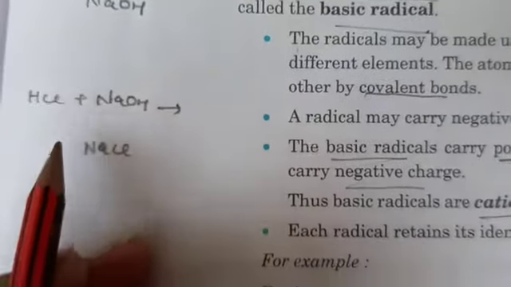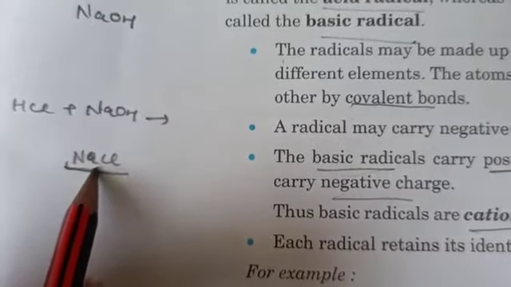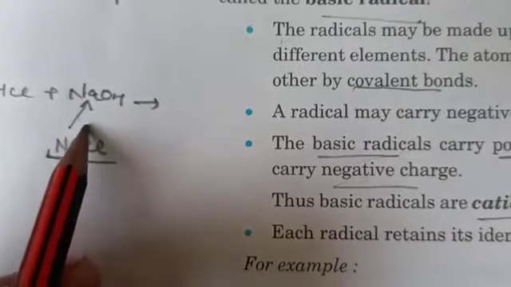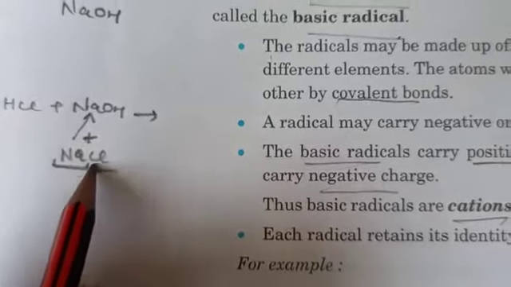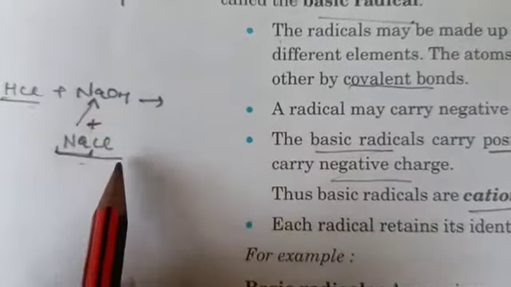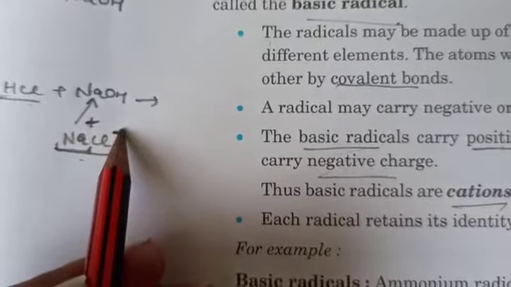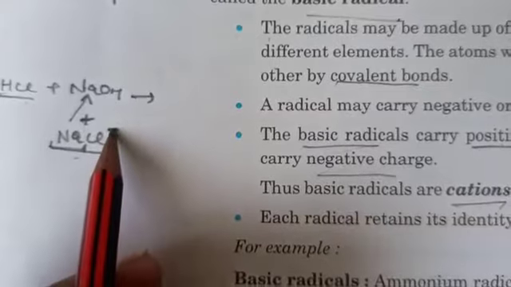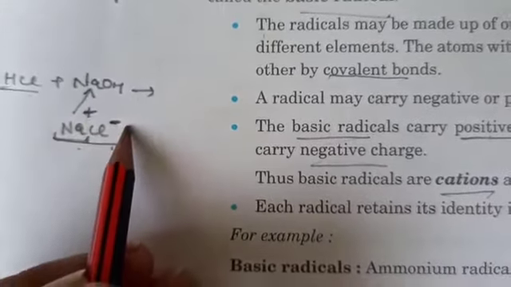For example, if we talk about this compound NaCl, here Na, sodium, comes from NaOH, sodium hydroxide. So it is a basic radical and it acquires positive charge. So it is cation. If we talk about this Cl negative, it comes from HCl, that is hydrochloric acid. It is acid radical, so it has a negative charge, so it is known as anion. Okay, so basic radicals are known as cations, acidic radicals are mainly known as anions.